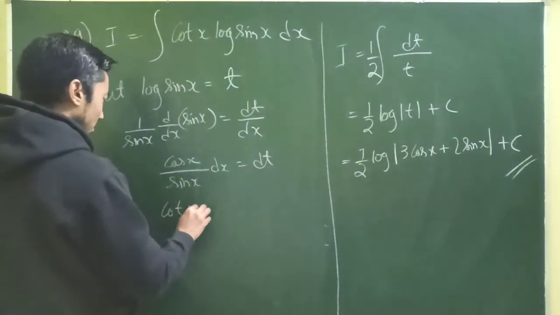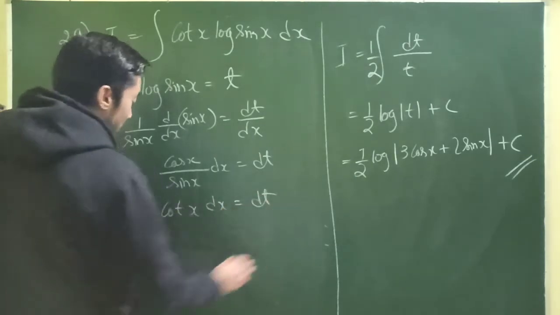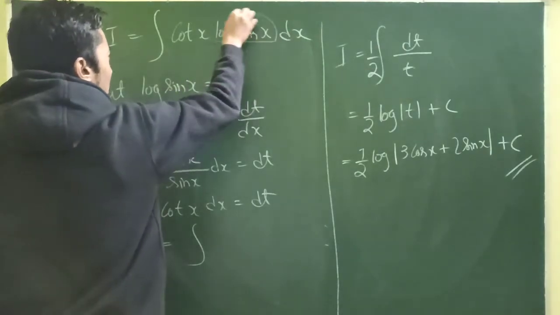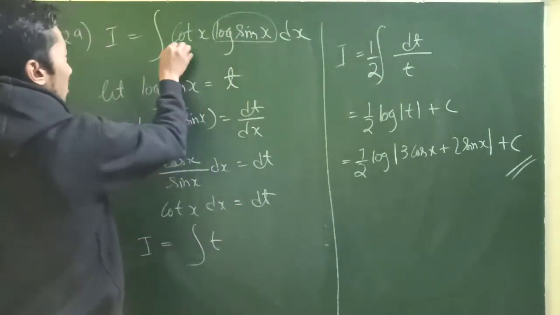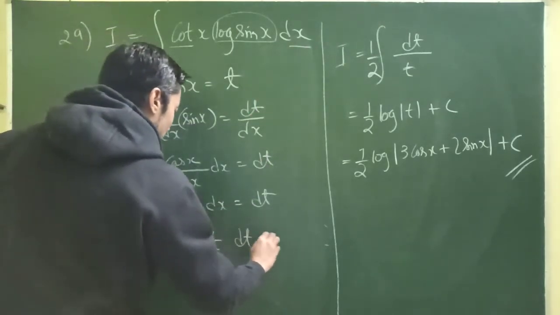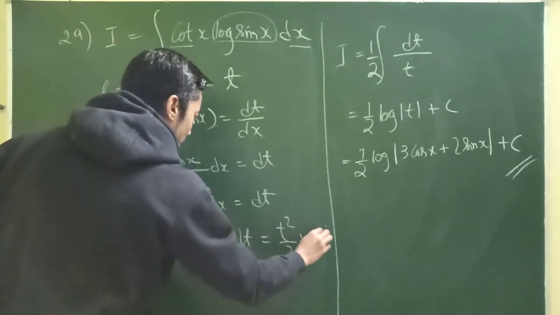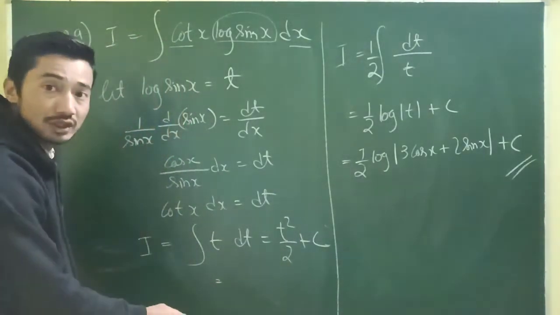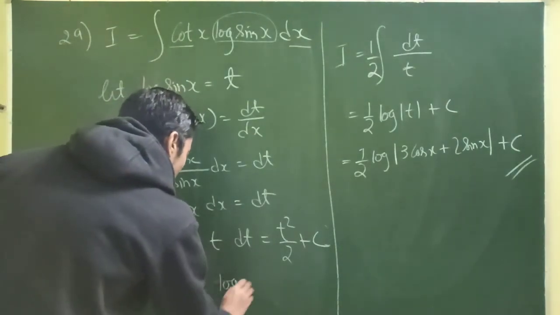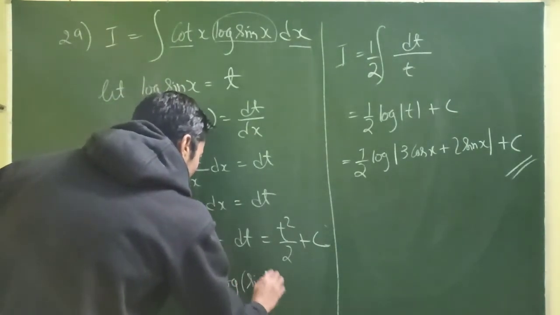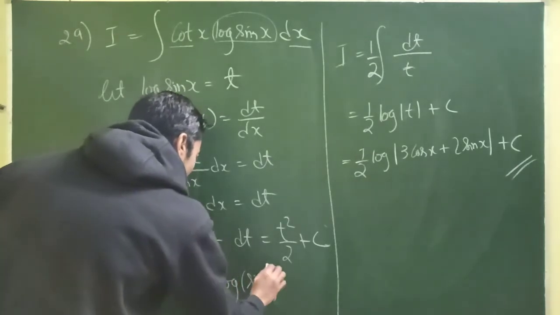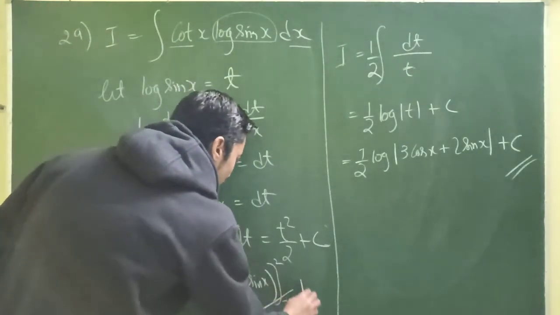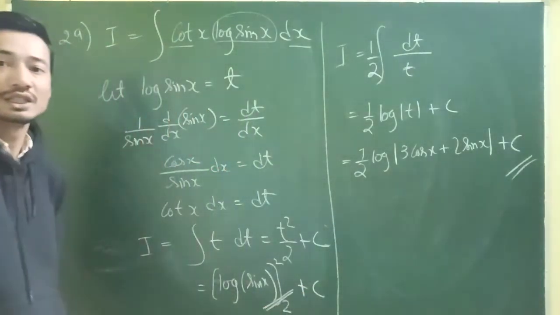So that's cot x dx is equal to dt. Then my I simply becomes the integration of t, where t is log sin x, times cot x dx, and this whole term is dt. So that's simply t square by 2 plus c. Such a simple formula. So t square, what to write? I guess you can see here now. So that's simply log sin x whole square divided by 2 plus c.